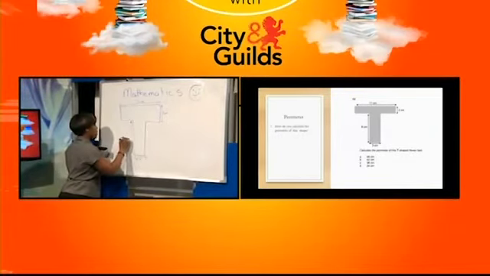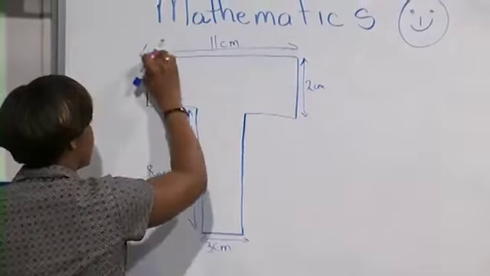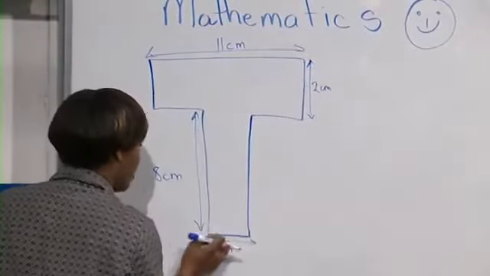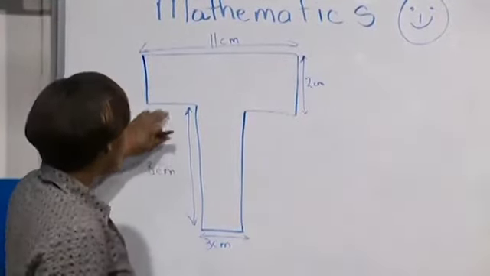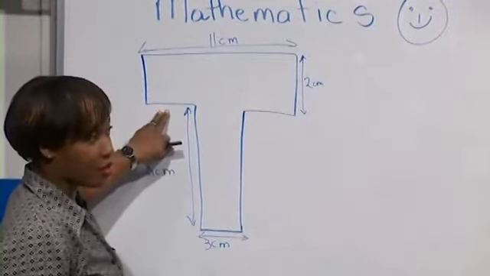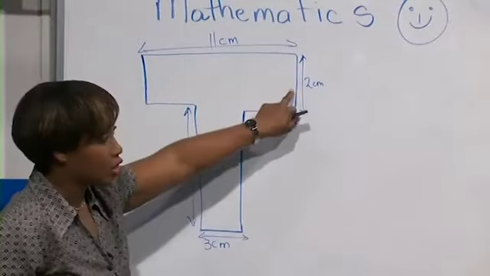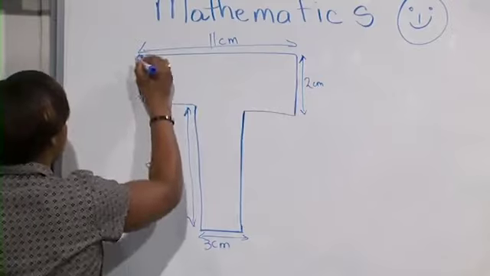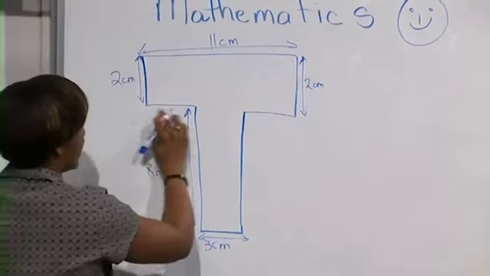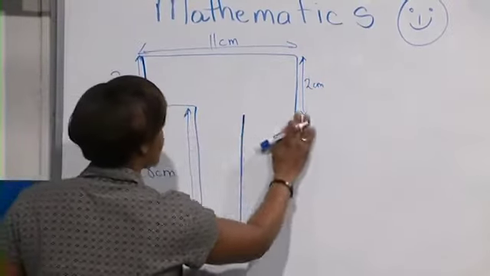Now remember, the perimeter is all the distance, all the outline. Every length that you can see on the outline of the shape is its perimeter. So although you see no measurement here, you have to find that measurement. All right, so we know this is 2. So this is also 2. All right, this is 11. Straight across is 11.